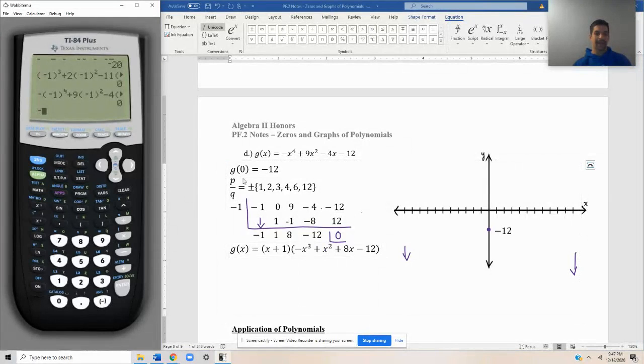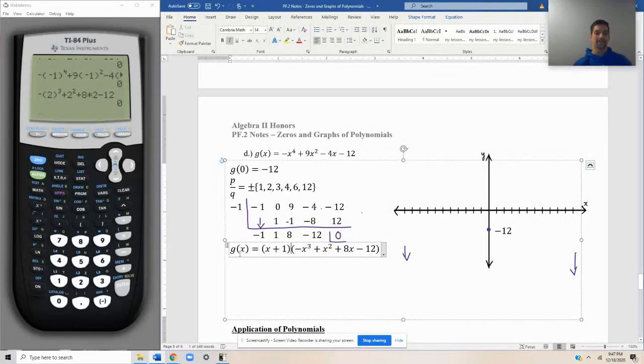So I'm going to go ahead and use the next option, which is 2. I'm going to substitute in 2 here, using this negative x cubed plus x squared plus 8x minus 12. So I'm going to do negative 2 to the third power plus 2 squared plus 8 times 2 minus 12, and that does come out to 0, so 2 is another 0 of this function. It's not the only other one that exists, but it's another one.